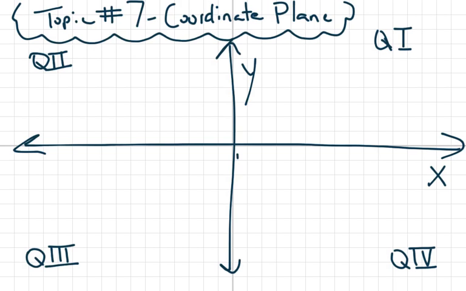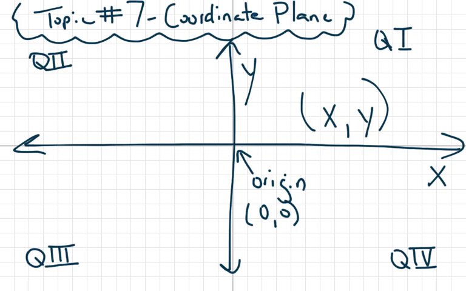And remember, this point in the center here is 0, 0. That is your origin. And always, in every coordinate, your x coordinate is going to come before your y coordinate. So you have to know all that stuff, as well as reflections. And you will have some practice questions on that.